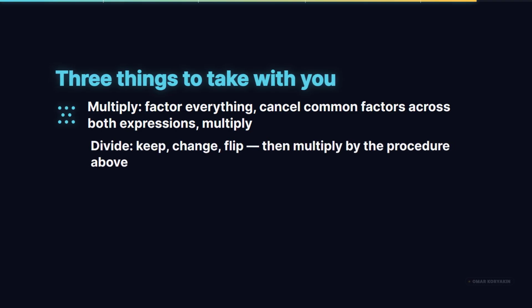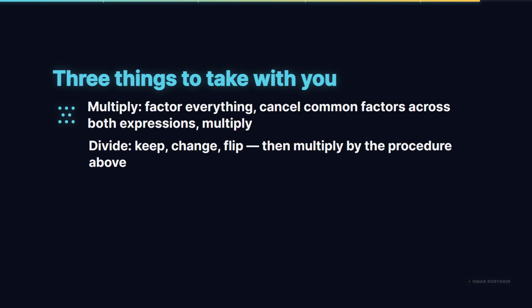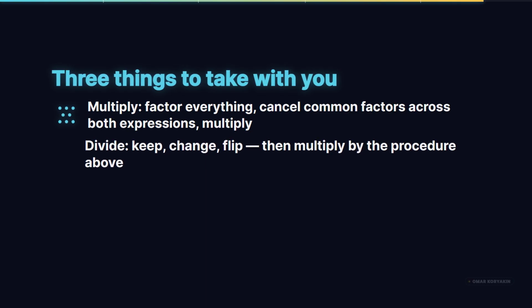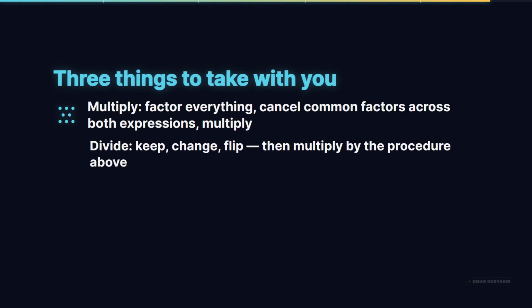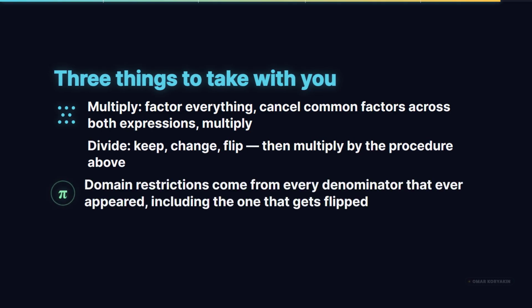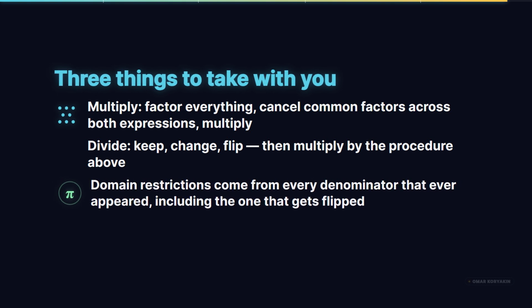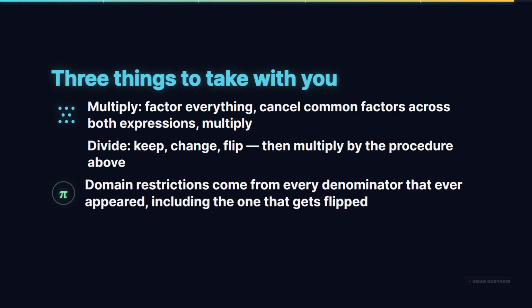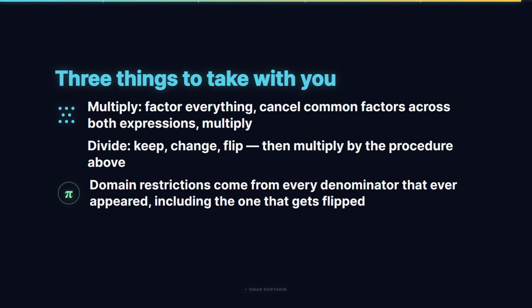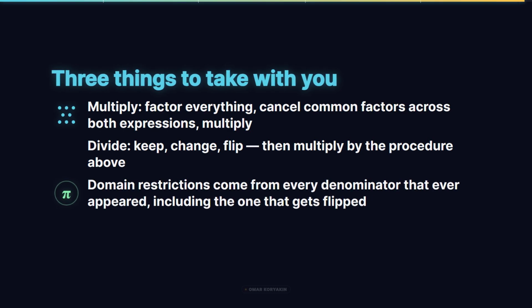Dividing. Keep the first expression, change the operation to multiplication, flip the second expression upside down. The keep, change, flip step takes 1 second. After that, the work is identical to a multiplication problem: factor, cancel, multiply. Domain restrictions. Every denominator that appeared anywhere in the work, including the one that became a numerator after flipping in a division, must be tracked. Any value of x that makes any of those denominators 0 is forbidden in the final answer.